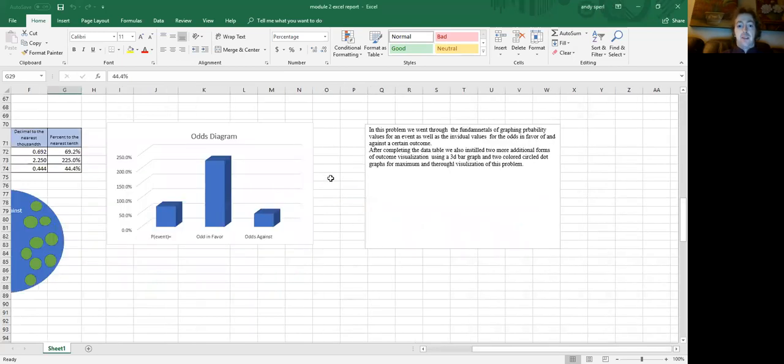Now, what I did get in this problem is we went through the fundamentals of graphing probability values for an event, as well as the individual values for the odds in favor of and against a certain outcome. Now, after completing the data table, we also instilled 2 more additional forms of outcome visualization, using a 3D bar graph and 2 colored circle dot graphs for a maximum of thorough visualization of this problem.